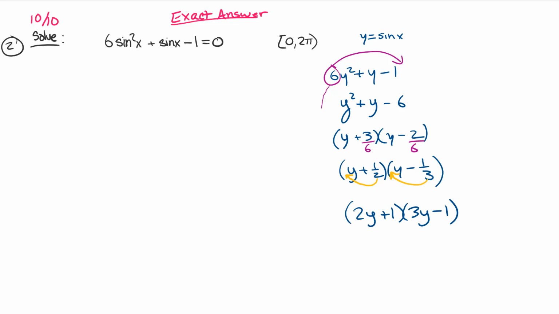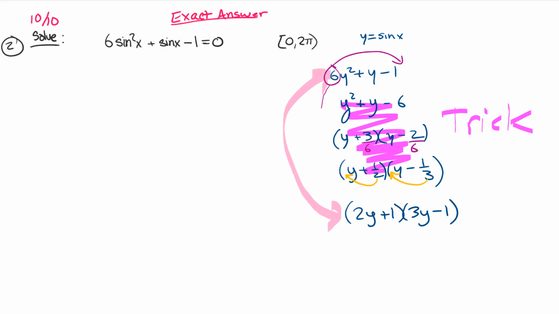Now, in the meantime, this is not equal. This is a trick. It's a trick. It's not equal. Don't put equal signs in this. The only thing that's equal is this to this. Okay? Those two are equal.